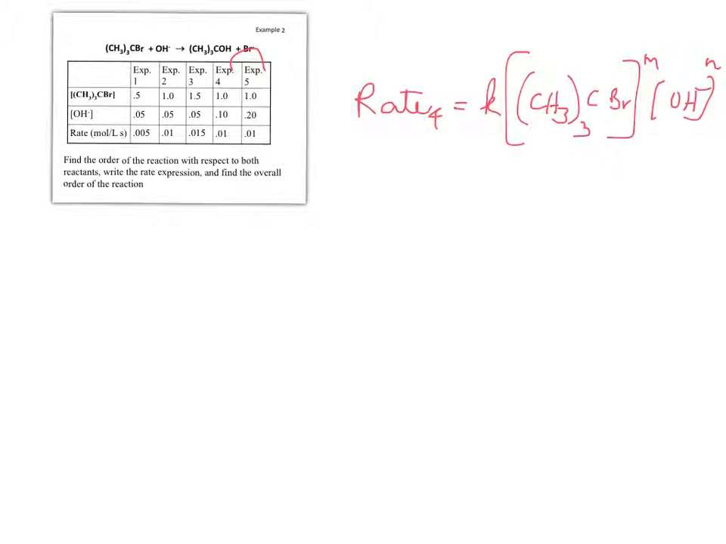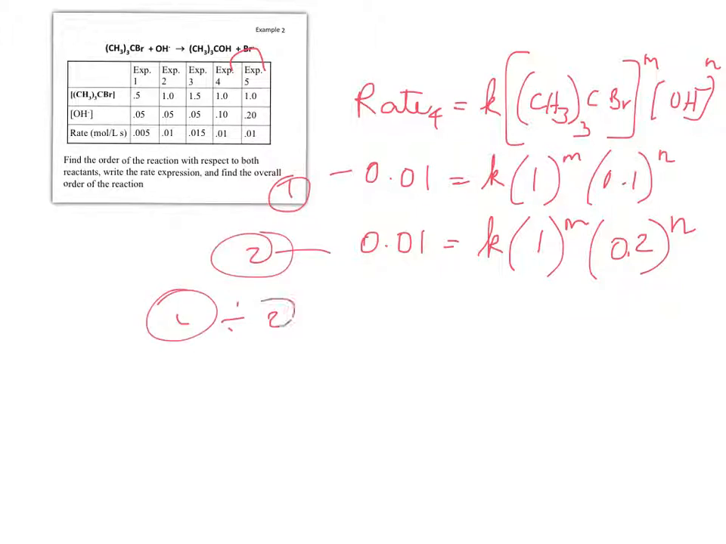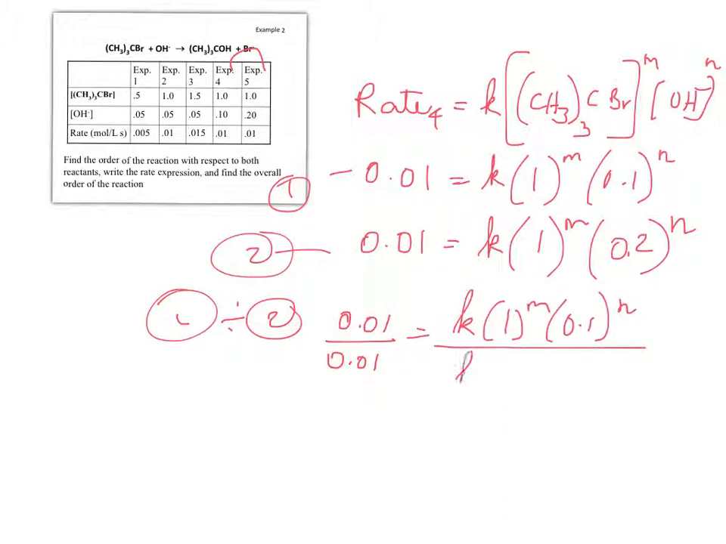So rate 4, 0.01, is equal to K times 1 raised to the power of m, 0.1 raised to the power of n. Likewise, 0.01 is K times the T-butyl concentration to the power of m, and 0.2 raised to the power of n, and simply then divide. So let's say this is 1 and this is 2, so 1 divided by 2, which will give you 0.1 to the m, 0.2 to the n. These two cancel, K cancels, 1 cancels.